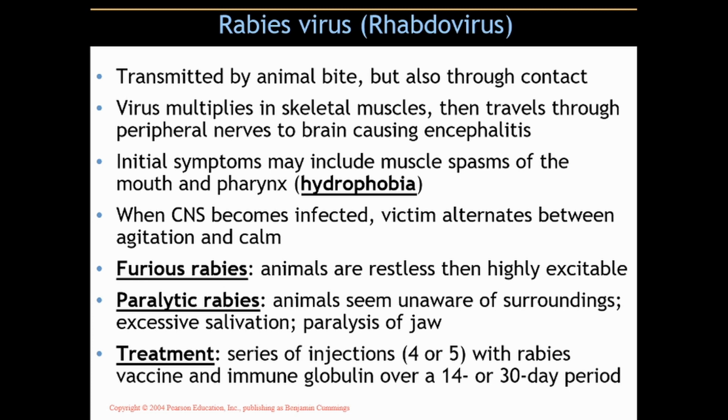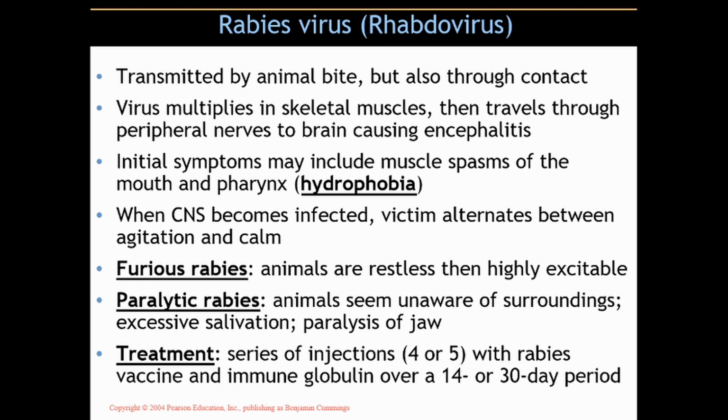With furious, the animals are restless and highly excitable. And with paralytic, they seem unaware of their surroundings, with excessive salivation, and so that's where we have the foaming at the mouth. That's where that comes from, this excessive dripping salivation. It's not like foaming like Alka-Seltzer or something like that, but it's a whole lot of salivation, because that's where the viruses are. They're in the salivary glands, and it's causing this excessive salivation. And paralysis of the jaw as well.